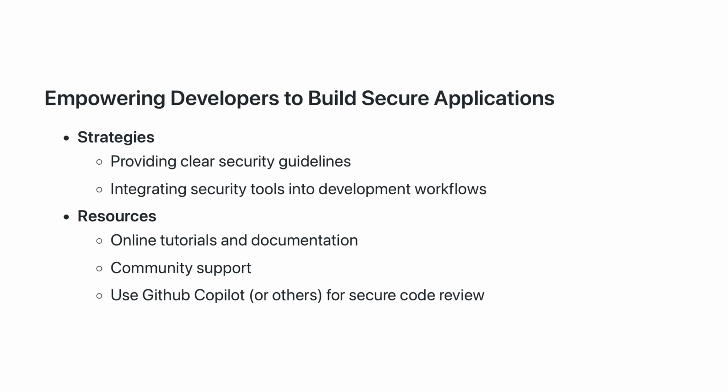Empowering developers to build secure applications involves several critical strategies and resources that can help enhance the security posture of your software right from the developmental phase. First, providing clear security guidelines is essential. Developers need concise, actionable advice and standards to follow throughout the coding process to ensure they are creating secure applications.